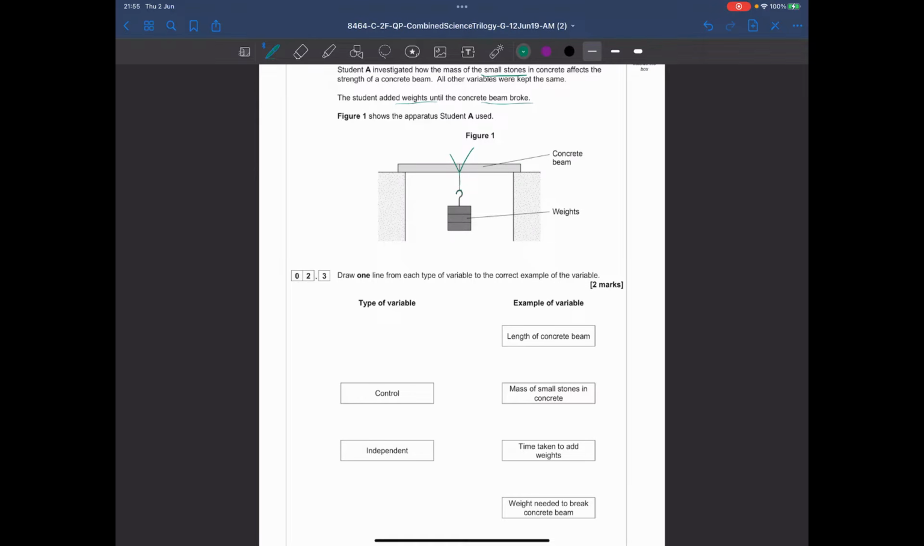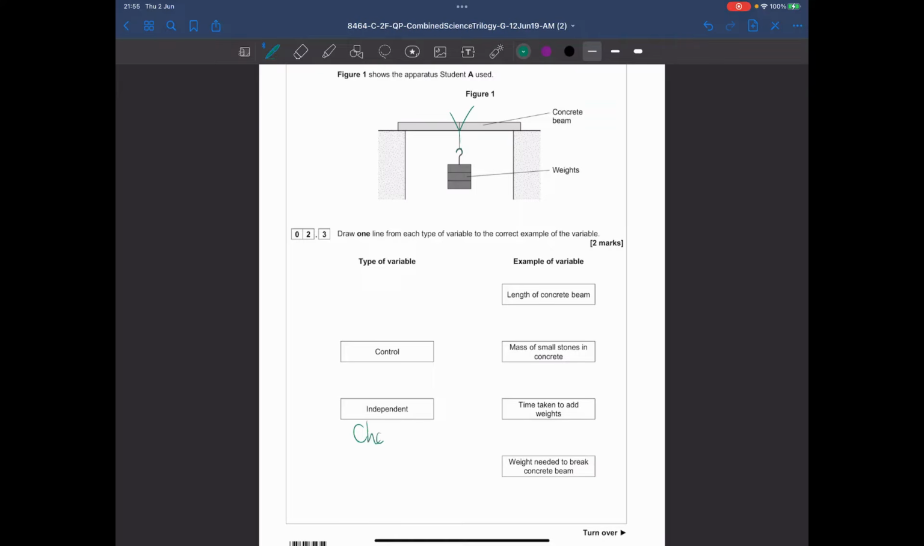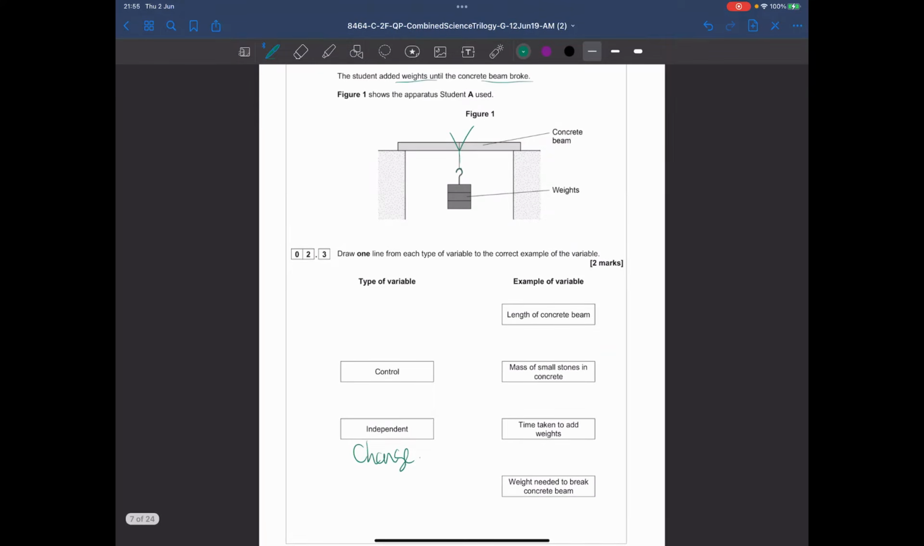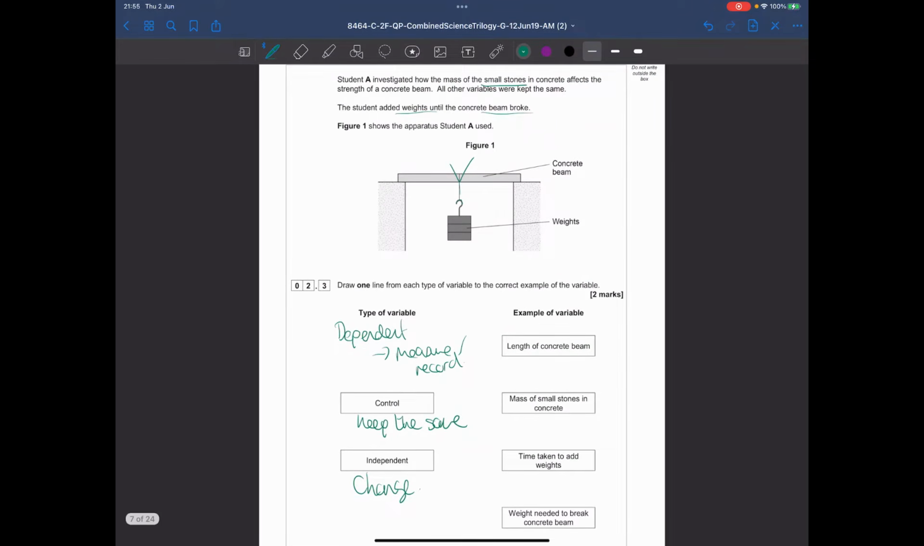Draw one line from each type of variable to the correct example of the variable. So we should remember independent is what we change and controls are what we keep the same. Just for reference, the dependent variable is what we measure or record in our tables. So what are we changing in this practical? Well, it said it in the question here, we're changing the mass of the small stones. So the independent variable would go there.